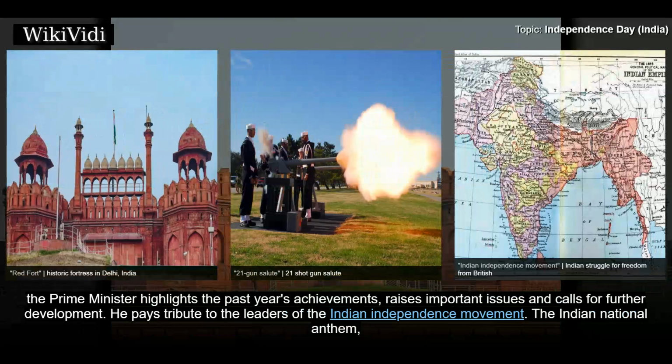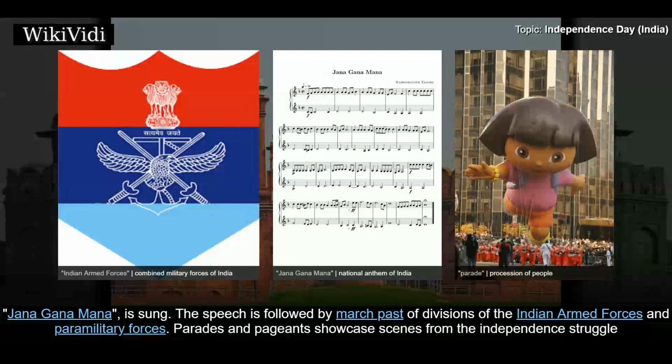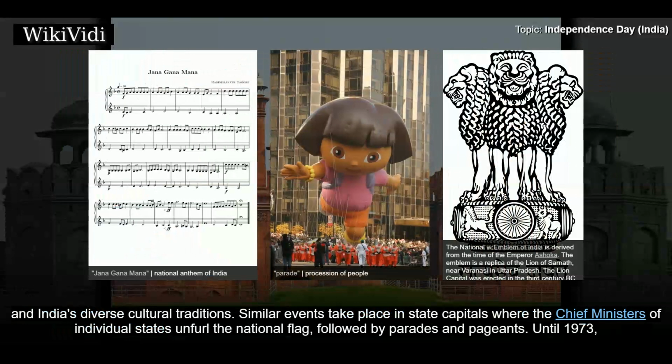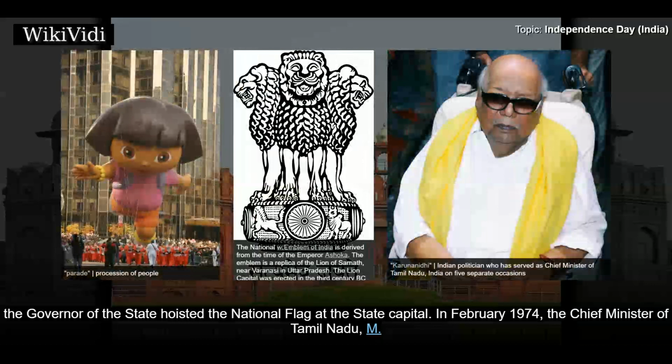The Indian national anthem, Jana Gana Mana, is sung. The speech is followed by march past of divisions of the Indian Armed Forces and paramilitary forces. Parades and pageants showcase scenes from the independence struggle and India's diverse cultural traditions. Similar events take place in state capitals where the chief ministers of individual states unfurl the national flag, followed by parades and pageants. Until 1973, the governor of the state hoisted the national flag at the state capital.